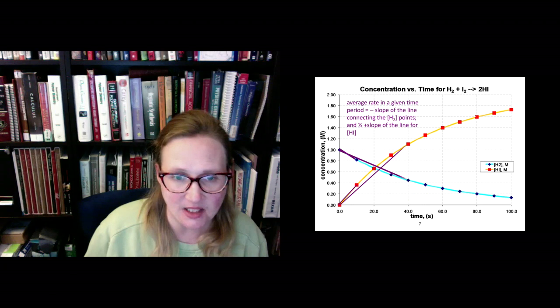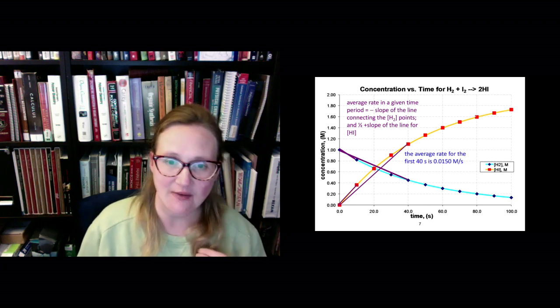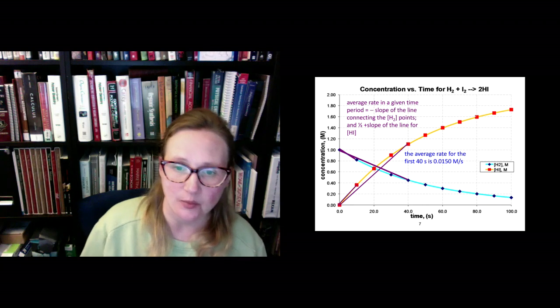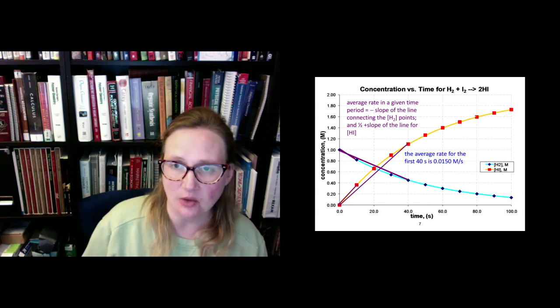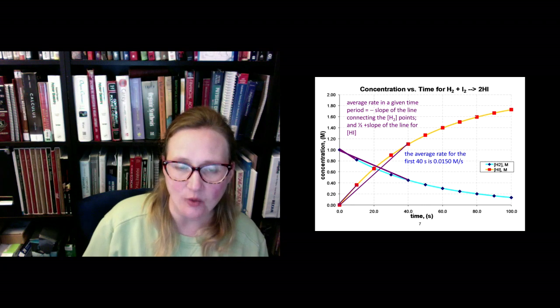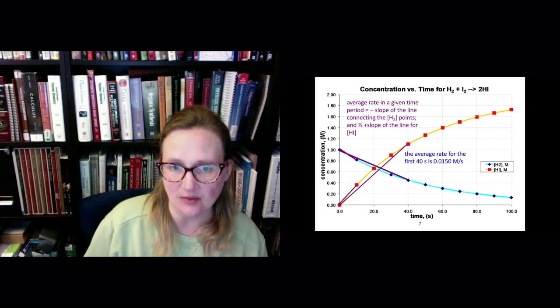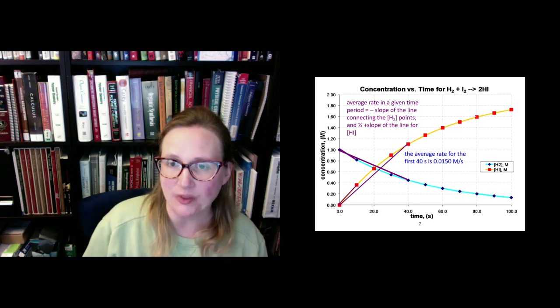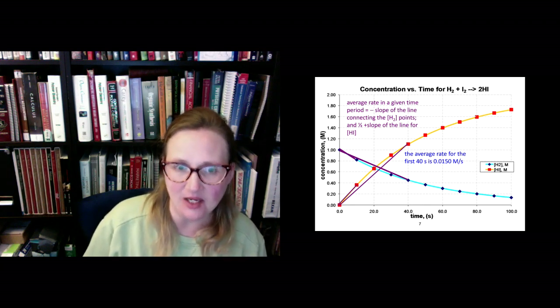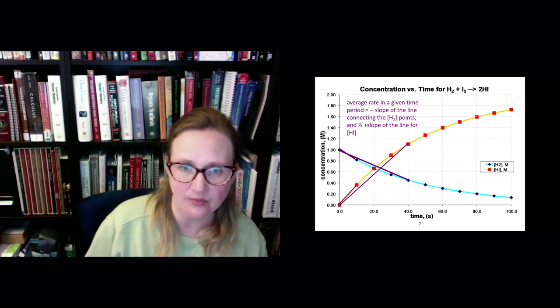All right, so we can extend that further and go out to now 40 seconds. So here the average rate is 0.0150. Notice it's decreasing because now we've gone out to further amounts in time. And also notice how it deviates from the actual data. All right, it's deviating from the line because we've taken too many points.